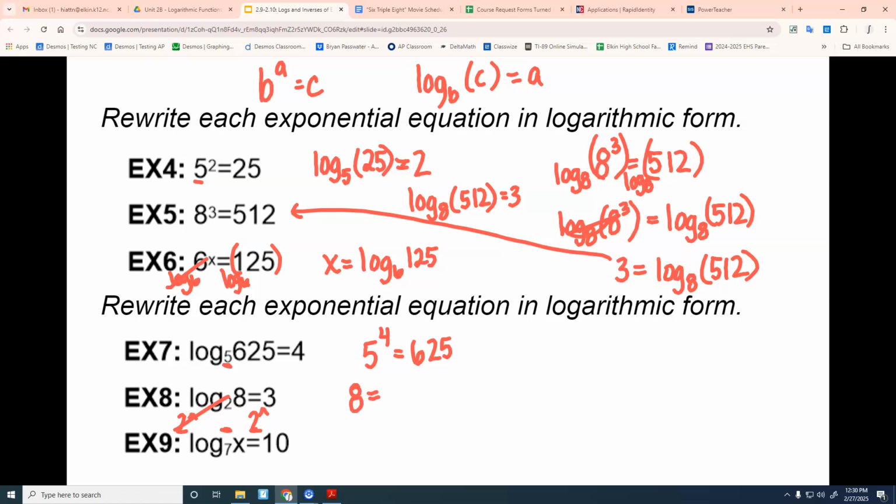And then over here, it's really important. This is 2 raised to the third power.